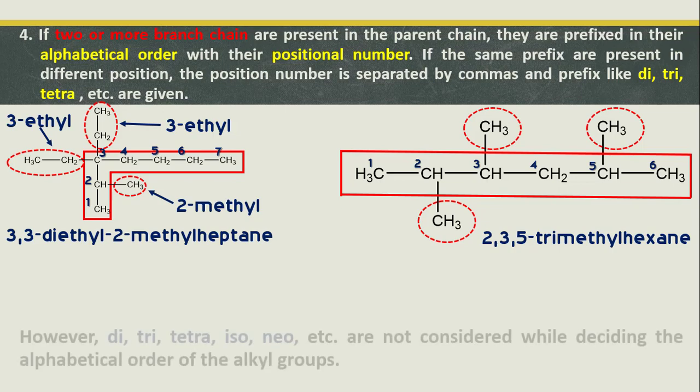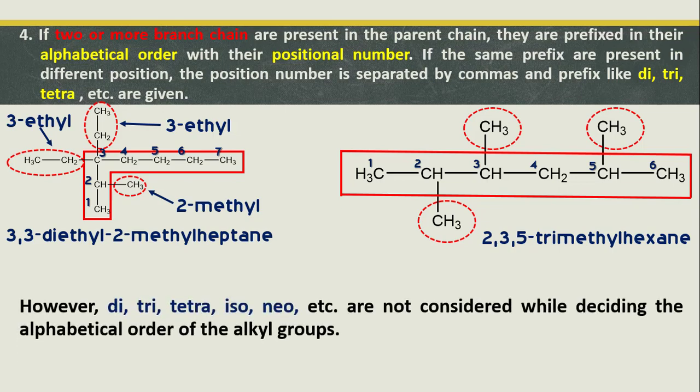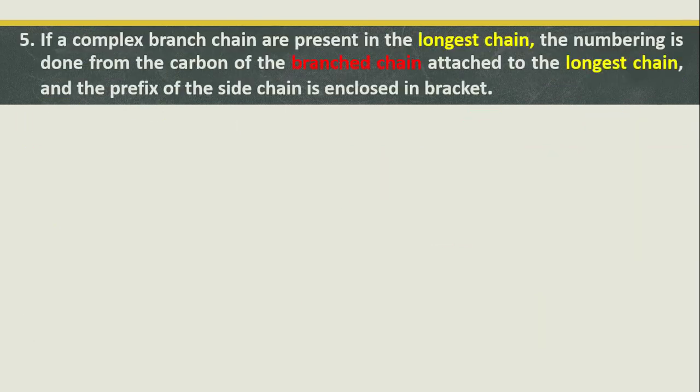Okay, however, these di, tri, tetra are not considered while deciding the alphabetical order of the alkyl groups. So the alphabetical order is to be determined on the basis of the prefix, not on the basis of di, tri, tetra, iso, neo, etc. And the fifth rule states, if a complex branch chain is present in the longest chain, then the numbering should be done from the carbon of the branch chain that is attached to the longest chain, and the prefix of the side chain is also enclosed in brackets.